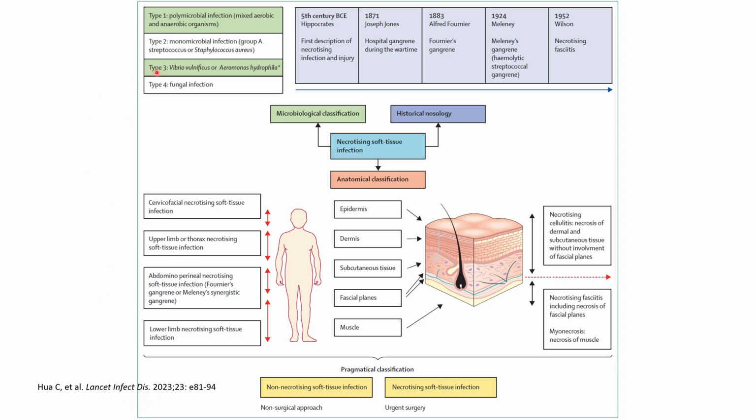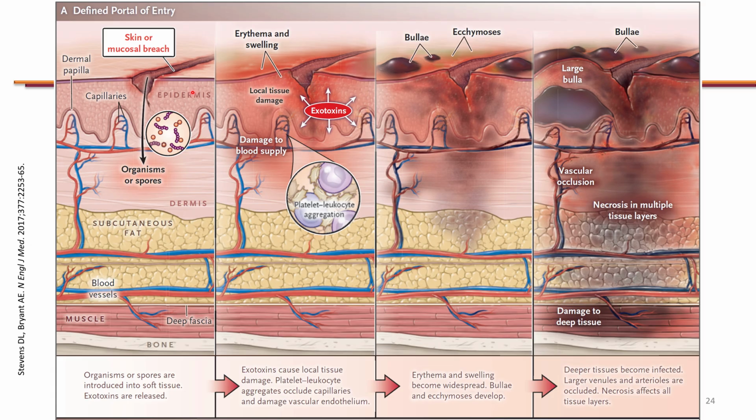But essentially, as of 2023, a proposed classification is that type 1 is essentially polymicrobial infection when it comes to necrotizing. Type 2 necrotizing infections are monomicrobial, so typically group A strep or Staphylococcus aureus. Type 3 is reserved specifically for Vibrio vulnificus or Aeromonas hydrophila, and type 4 for fungal infections. All necrotizing infections are considered a medical emergency, so they need to be evaluated by surgeons urgently.